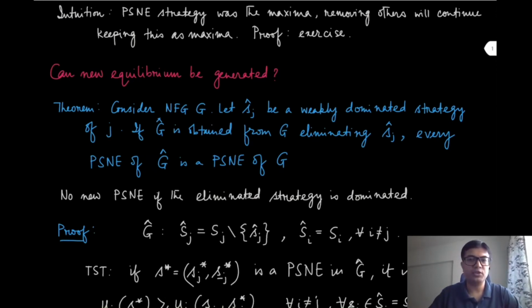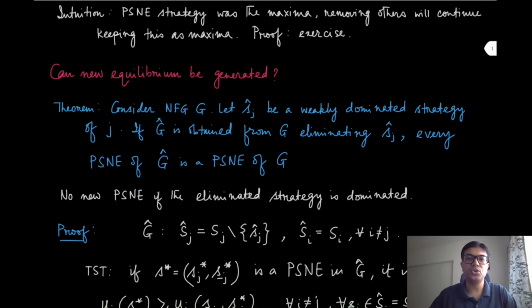Before I jump into the proof, let me give you the broad intuition why it is true. We are trying to prove that if you have a pure strategy Nash equilibrium in the reduced game, that is definitely going to be a pure strategy Nash equilibrium in the original game. Again, use the same intuition that for all the players except player J, whose strategy has not been eliminated, there is no difference between the original game and the reduced game. Their strategy sets remain the same, so their inequalities for this PSNE will remain identical.